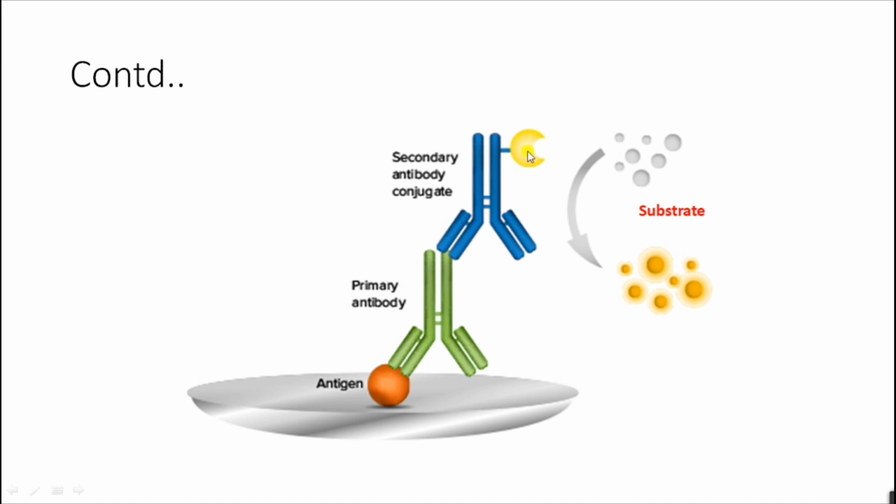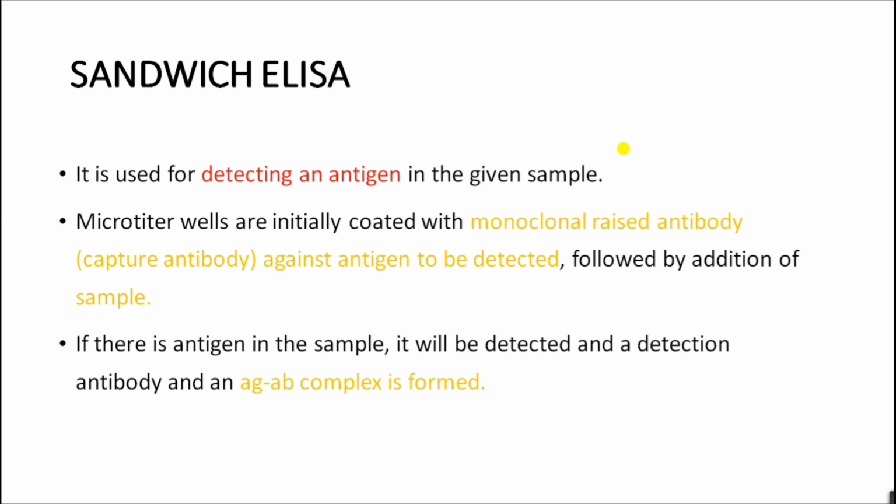After the addition of the enzyme conjugate, the substrate is added. The substrate will give you a colored end product. When it detects the reaction of the antigen-antibody complex and the enzyme conjugate, the colored end product is formed from the substrate.